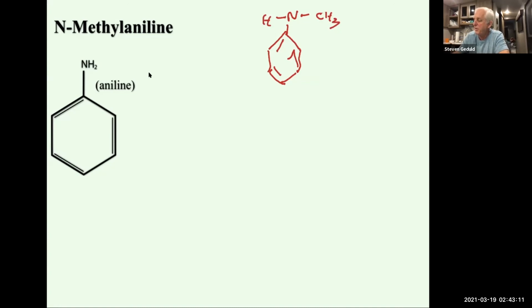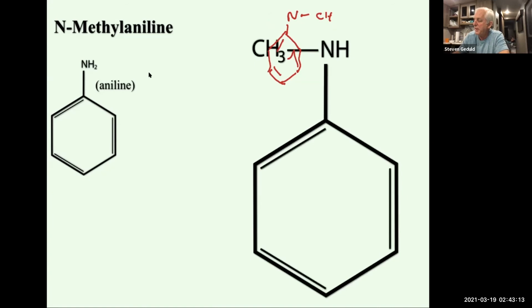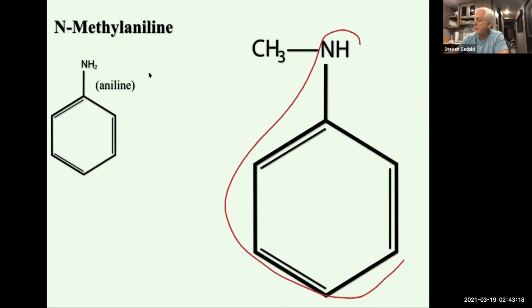Okay, right where I drew it. Try to draw it out of the way. Okay, so this is aniline right here. And this tells you there's one extra attachment to the nitrogen, and it's a methyl group. Okay, so N-methyl aniline.